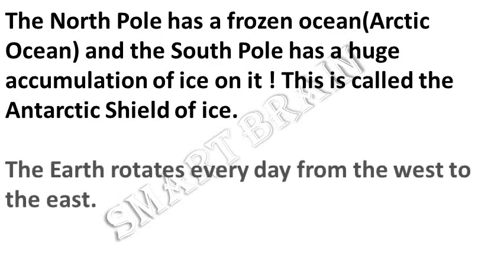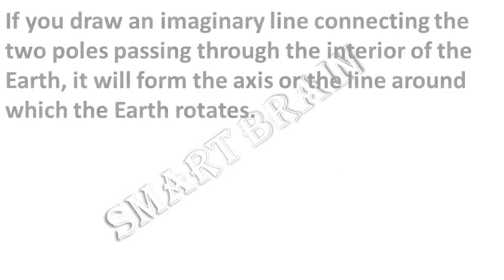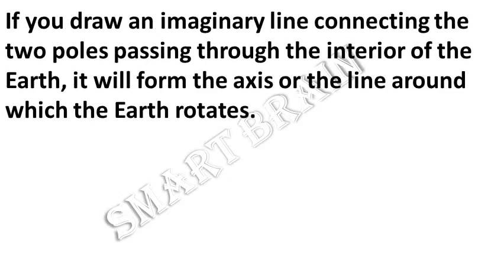The Earth rotates every day from the west to the east. If you draw an imaginary line connecting the two poles passing through the interior of the Earth, it will form the axis or the line around which the Earth rotates.